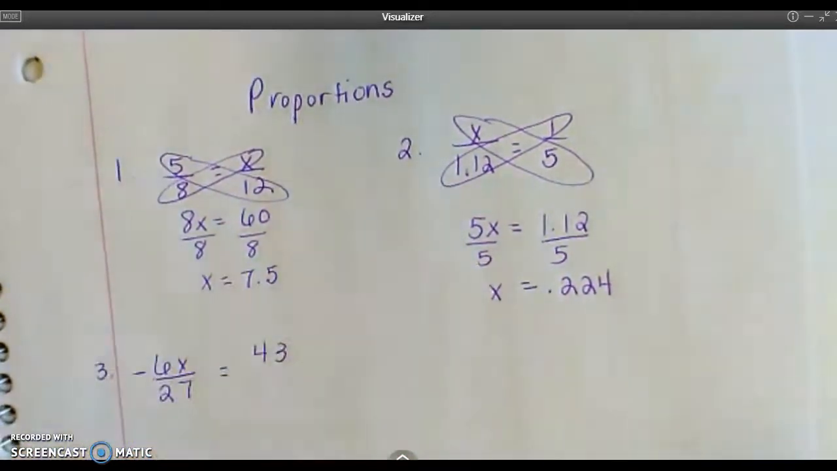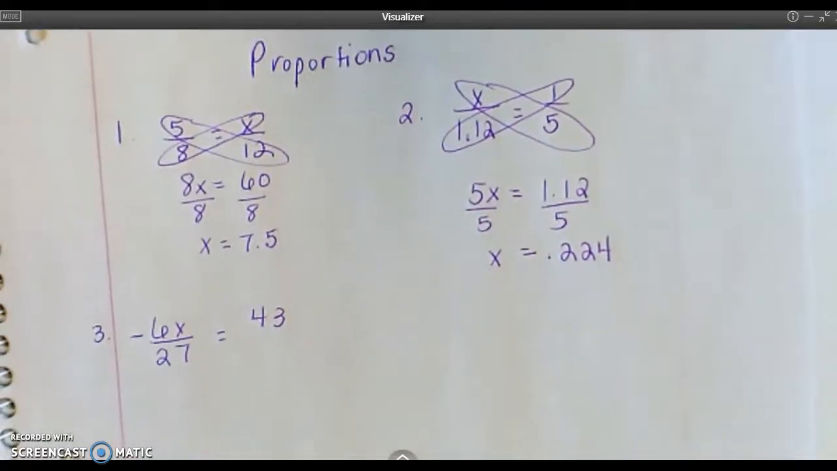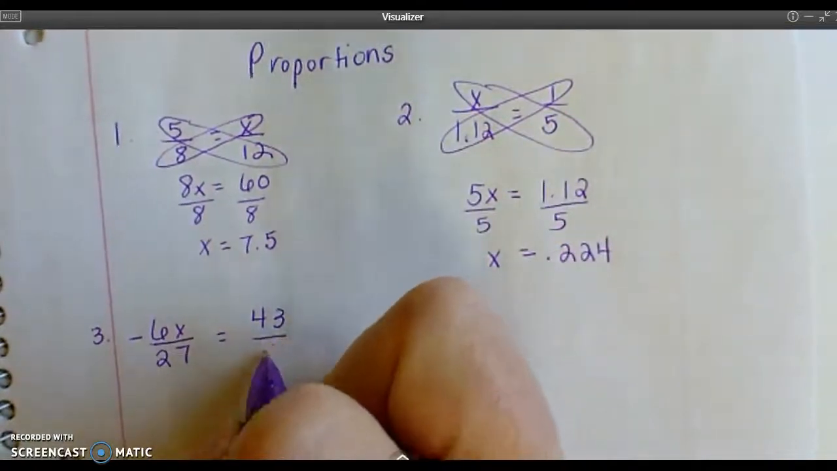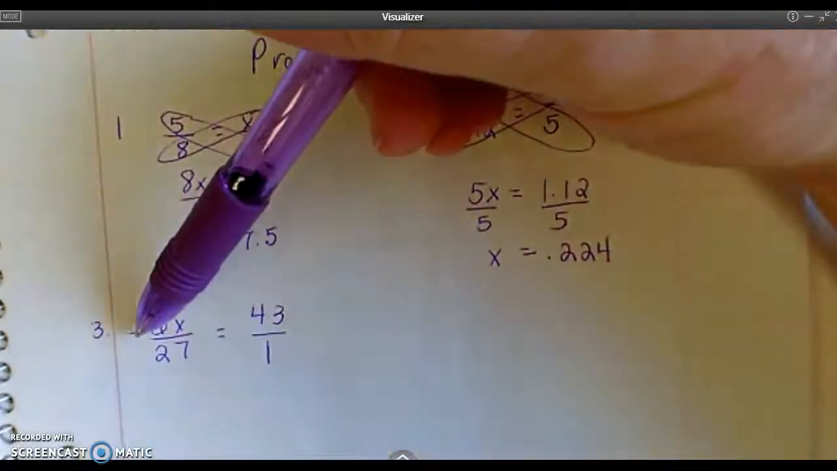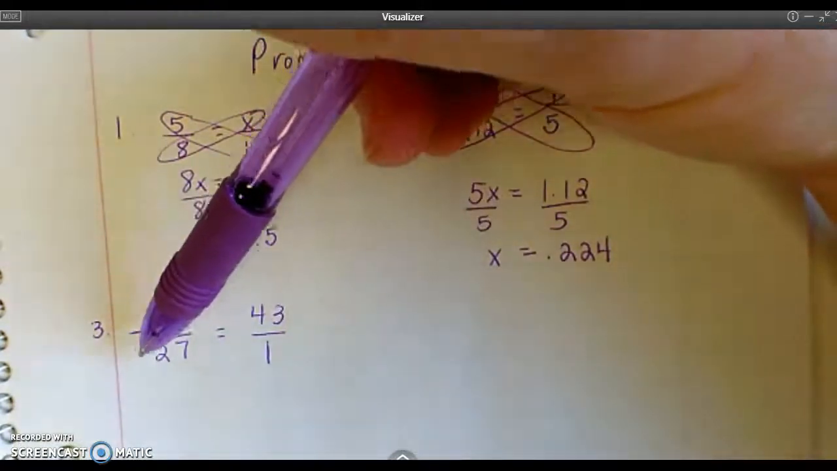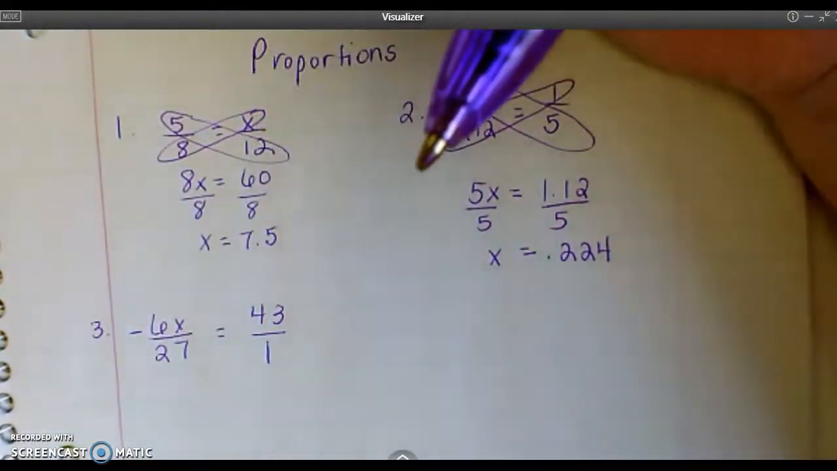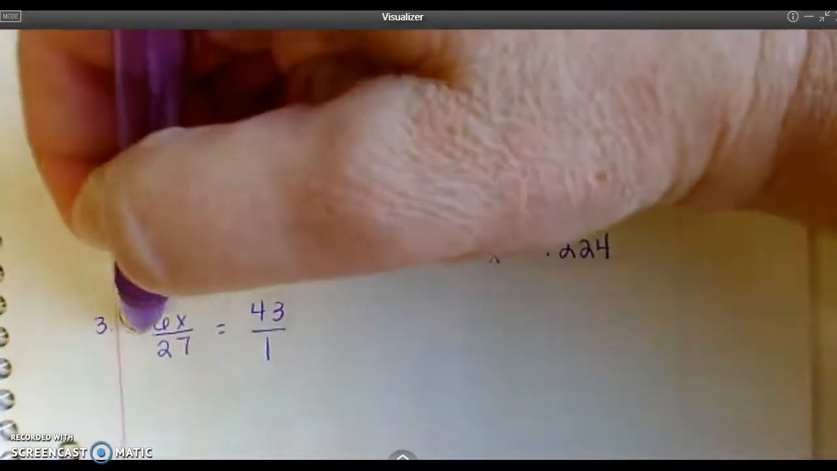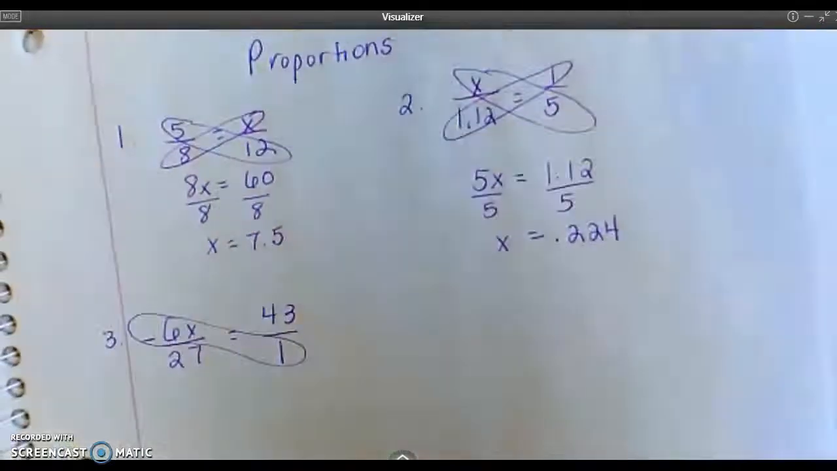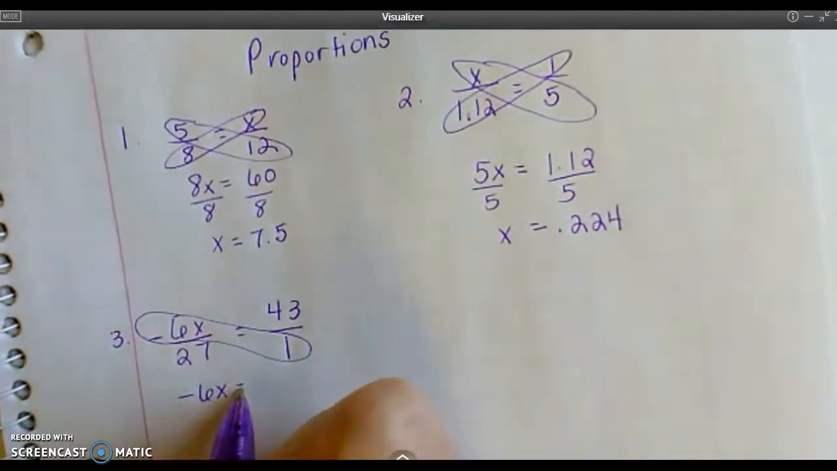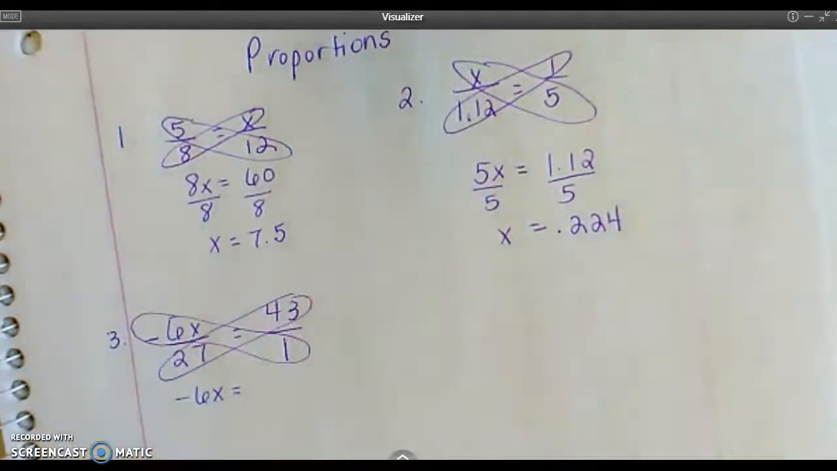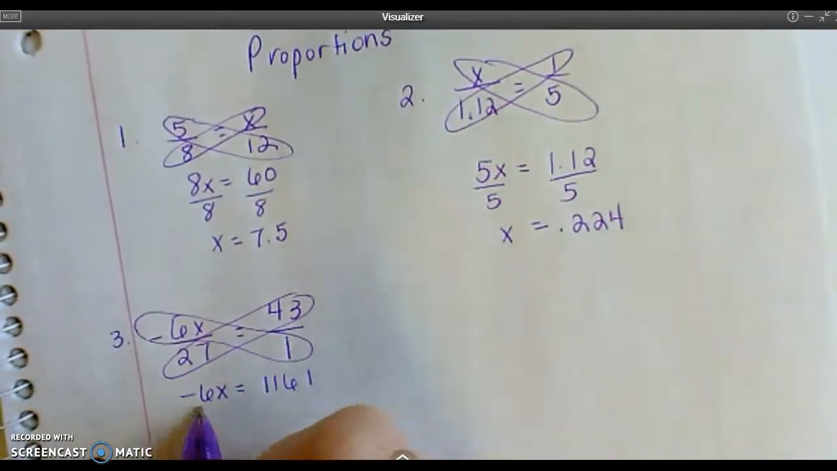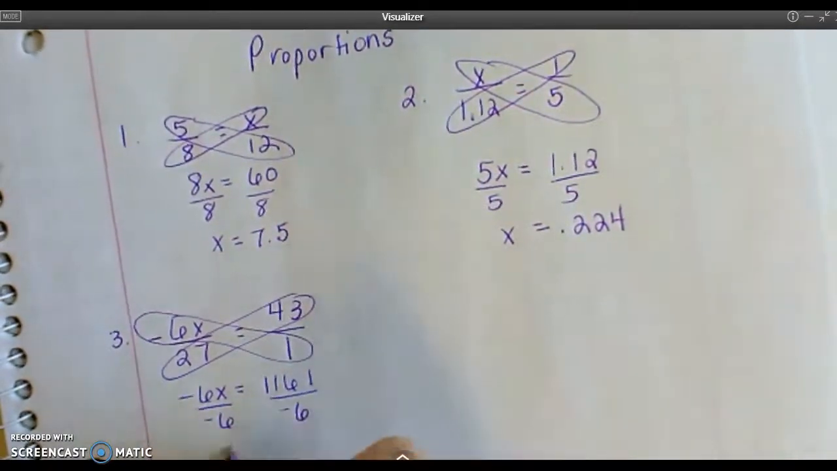So a couple things going on here. We have negative 6x over 27 equals 43. That doesn't look like a fraction, but to make it look like a fraction, you just put it over 1. The negative, you just have to decide whether you want the negative with the 6x or the 27. It doesn't matter as long as you put the negative with one of the things. I'm just going to leave it with the 6x, so when I go across, I'm just going to carry that negative with it. And then I'm going to have 27 times 43. Divide both sides by negative 6.